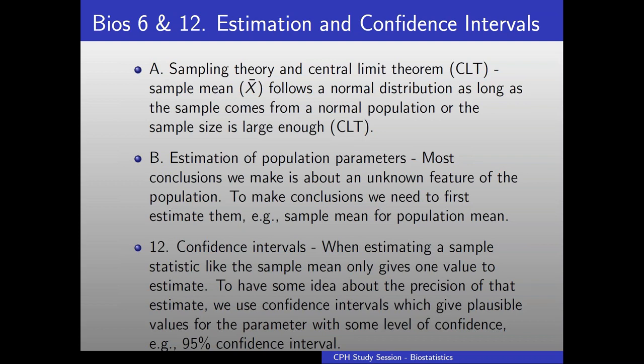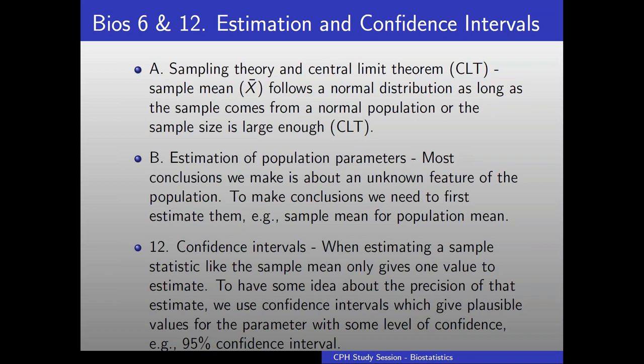So from estimation and confidence intervals, what you want to know are sampling theory, meaning sampling distribution, distribution of X bar, things like that, and how it relates to the central limit theorem. The central limit theorem says that the sample mean follows a normal distribution as long as the sample size is large enough, and, well, if it comes from a normal population, it already follows a normal distribution.